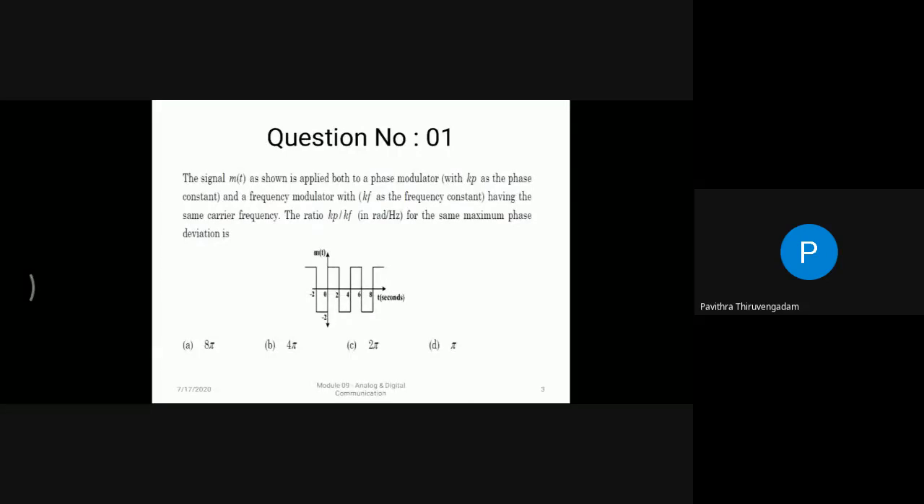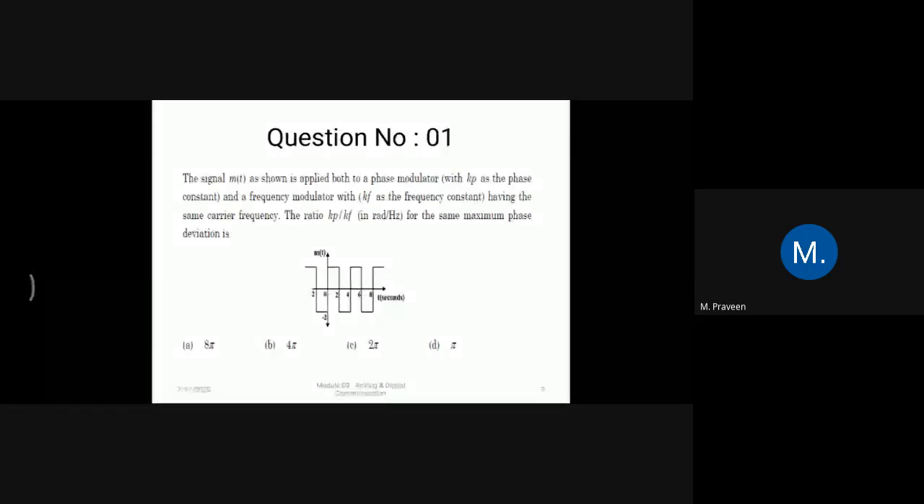Let us start with question number 1. The first question is: the signal m of t, as shown, is applied to a phase modulator with kp as a phase constant and to a frequency modulator with kf as a frequency constant, having the same carrier frequency. What will be the ratio of kp by kf in radians per second for the same maximum phase deviation?